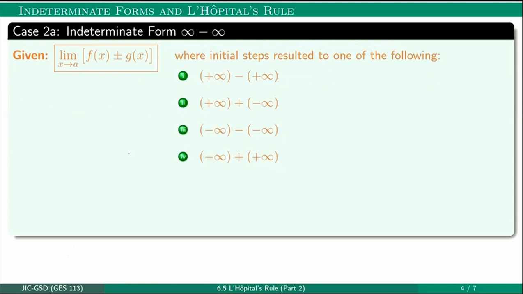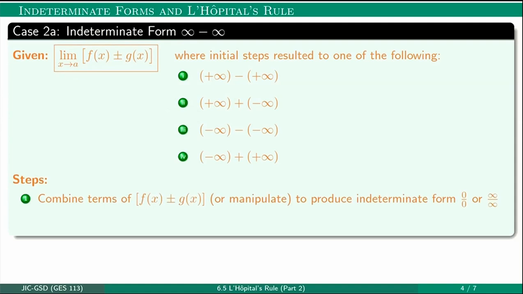So how are we going to evaluate limits wherein we have infinity minus infinity? Basically, our given function is f of x plus or minus g of x, and we are taking its limit as x approaches a, and suppose that initial substitution gives either one of these forms. What we are going to do is to combine the terms of the function f plus g of x or f minus g of x, or manipulate it to give an indeterminate form 0 over 0 or infinity over infinity. After that, that's the time we can apply L'Hopital's rule.